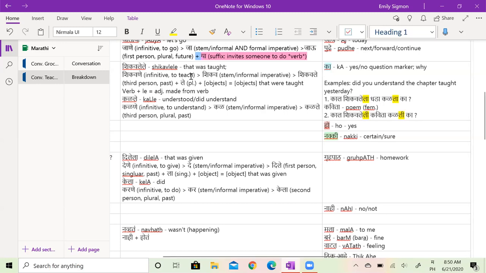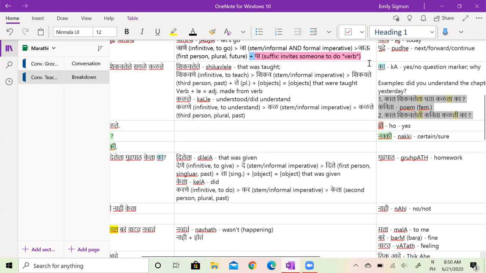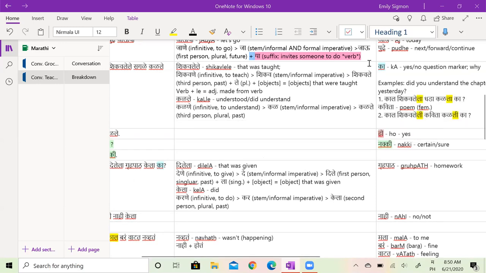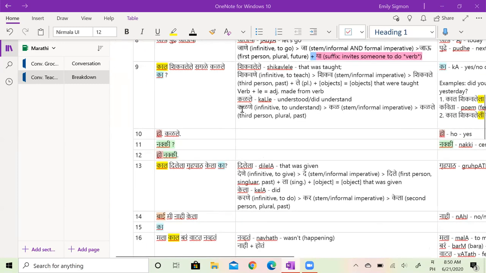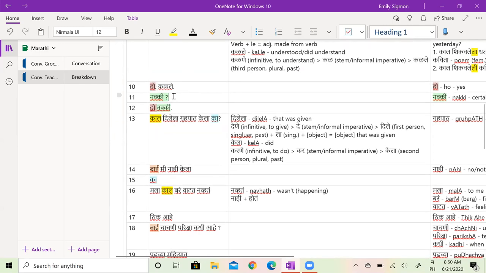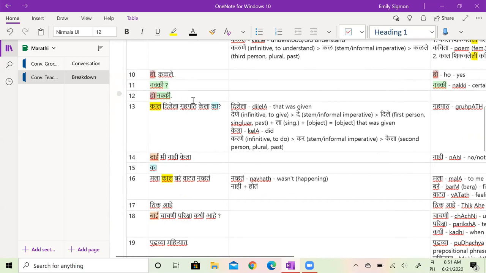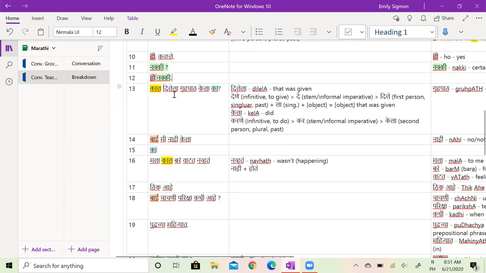Emily, okay. Could you paste the two sentences in the chat so I can... Yeah. Thanks. Except if I don't know how to do that, then I can't. Oops, I pasted it there. Okay. Thanks. And then they just say, yes, it's understood. Naki means, are you completely certain about that? Ho naki. Kal de dilela. So same thing here. Right. Dilela, thing that was given. So I had the singular down here. La is singular. Masculine. I'll write that in.